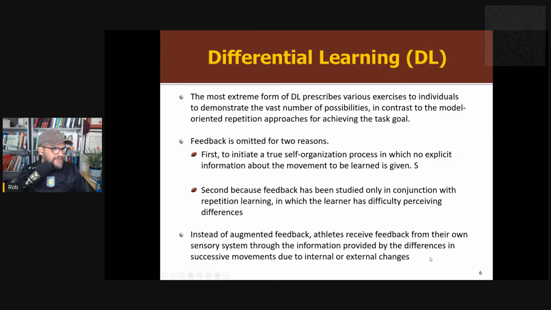So they argue, you don't need feedback when you're doing differential learning because, as the last point here makes, you're getting a lot of your own intrinsic sensory feedback, right? You're getting to experience the differences between these types of movement. You don't need to be given external feedback telling you what happened. Okay, so that's some of the basic points about differential learning.